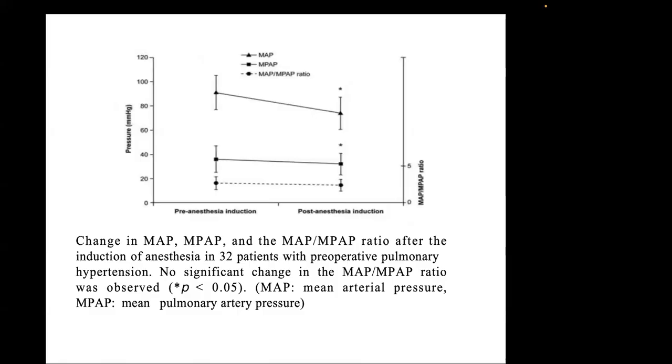This shows the changes pre-anesthetic induction and post-anesthetic induction in the mean arterial pressure and mean pulmonary arterial pressure, and the ratio of mean arterial pressure to mean pulmonary arterial pressure after the induction of anesthesia. In 32 patients with preoperative pulmonary hypertension, no significant change in that ratio was observed. The P value was less than 0.05.